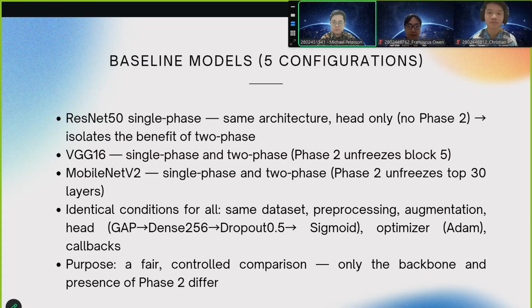Baseline models, 5 configurations. To prove the two-phase strategy is what matters and not just architecture, we train 5 baselines under identical conditions. First, a ResNet 50 single-phase baseline, same architecture but no phase 2, which directly isolates the benefit of fine-tuning. Then VGG16 and MobileNet V2, each trained in both single-phase and two-phase variants.